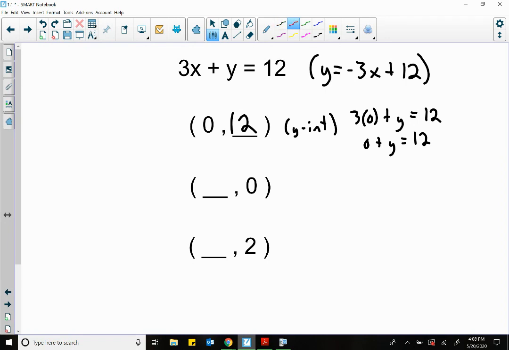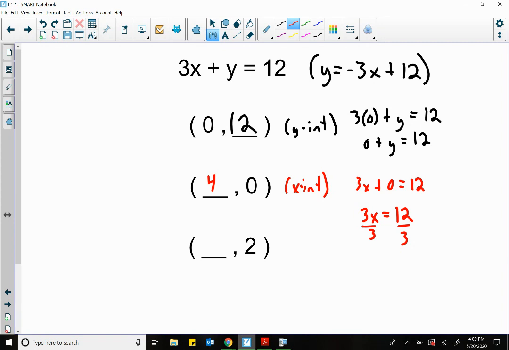Okay. So on this one, you're finding the x-intercept because the y value is 0. So we're going to have 3x plus 0 equal to 12. You can add or subtract the 0 to the other side, but technically the 0 doesn't really matter. It's not going to change anything. So you really have 3x equal to 12. Divide by 3, divide by 3. You now know that the x value is 4.